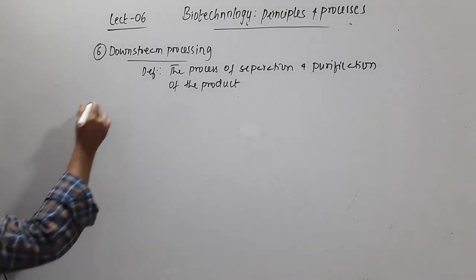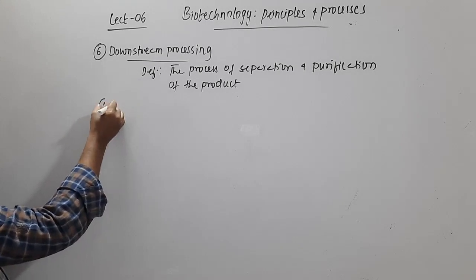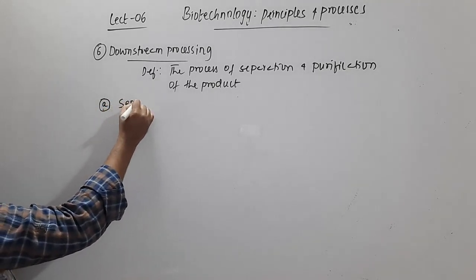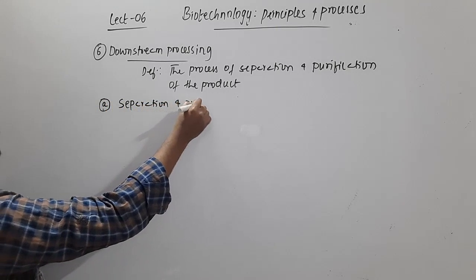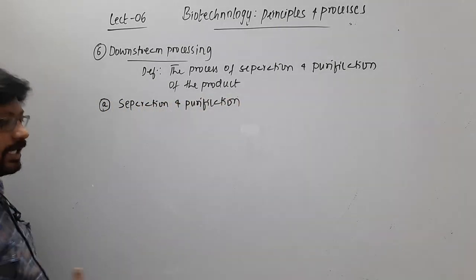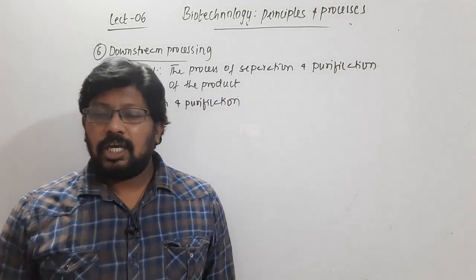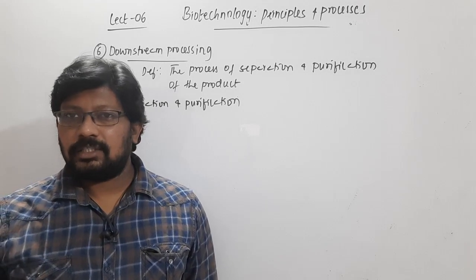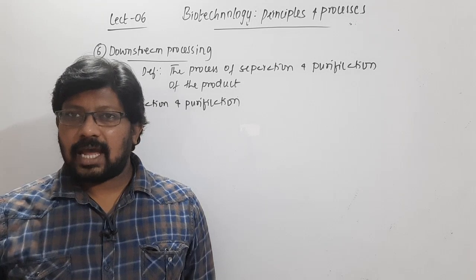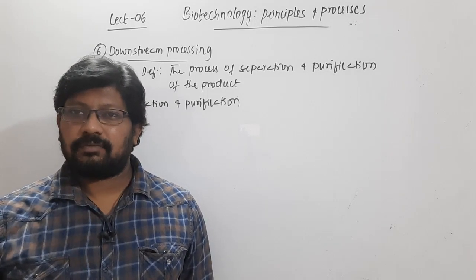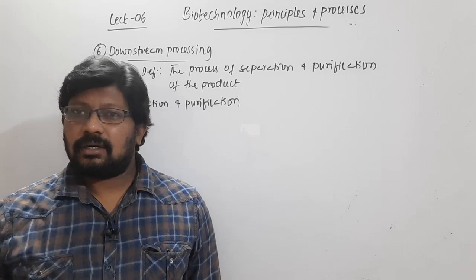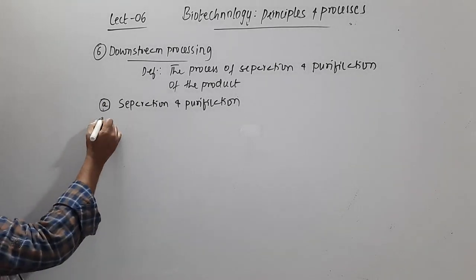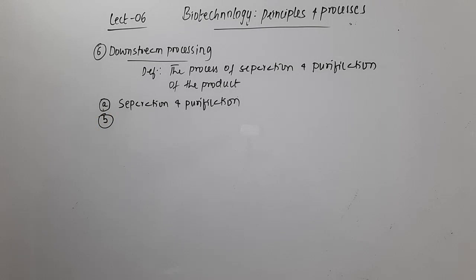And this downstream processing has some steps. The first step will be separation and purification. I told you that whatever product is produced by those transformants will be released into the culture broth, and we need to separate that product from the culture broth, purify it, and then add some other chemicals, which will be under formulations. Once it is done, we need to release it into the market.